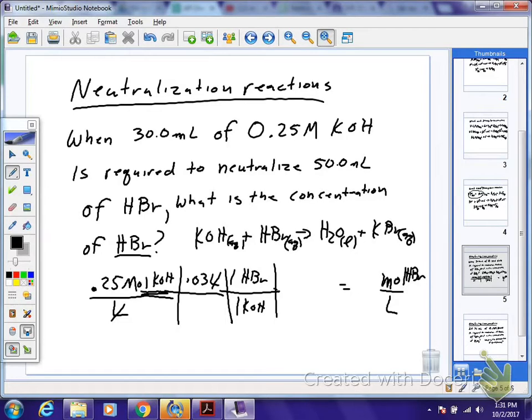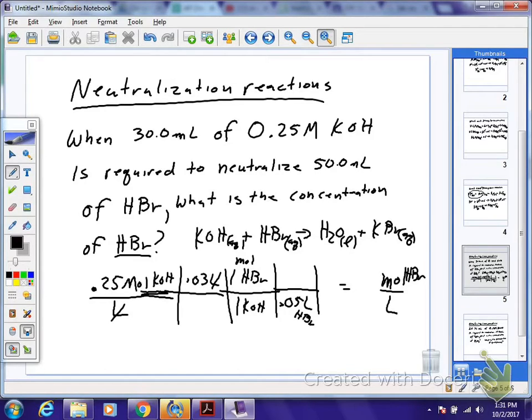So now I got moles of HBr. Now all I have to do to get moles over liters is to put what down here? 0.05. Now I got moles of HBr over liters of HBr, and that's molarity. And that would give me my answer. Okay?